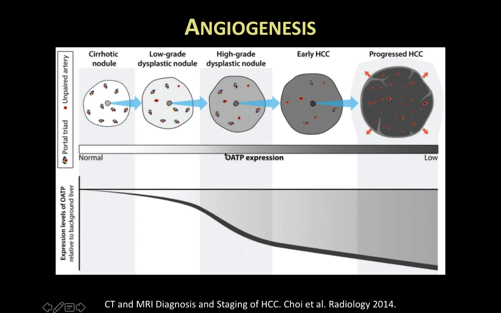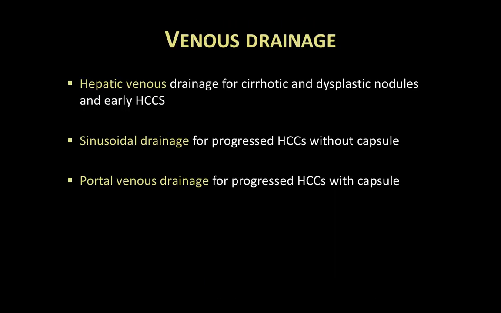Now the good thing about OATP expression is that it decreases continuously across higher grade dysplastic nodules, early HCCs and progressed HCCs. So once we see a hypointense nodule on the hepatobiliary phase, it is either a progressed HCC or it could be an early HCC or even a high grade dysplastic nodule. Thus we increase our sensitivity to catch early HCCs, unlike waiting for arterial hyperenhancement, which will be seen only in progressed HCCs. What about venous drainage?